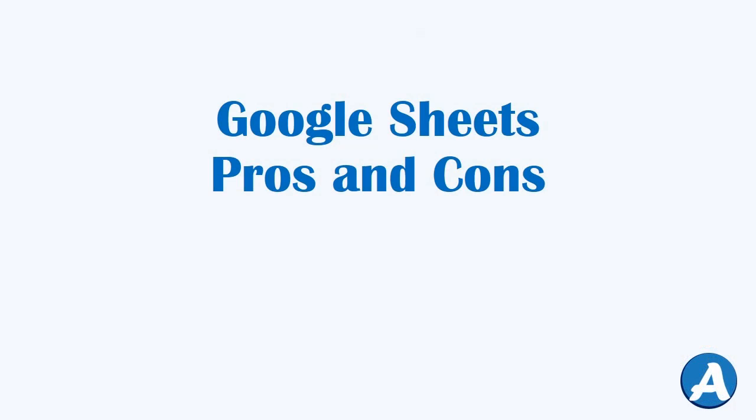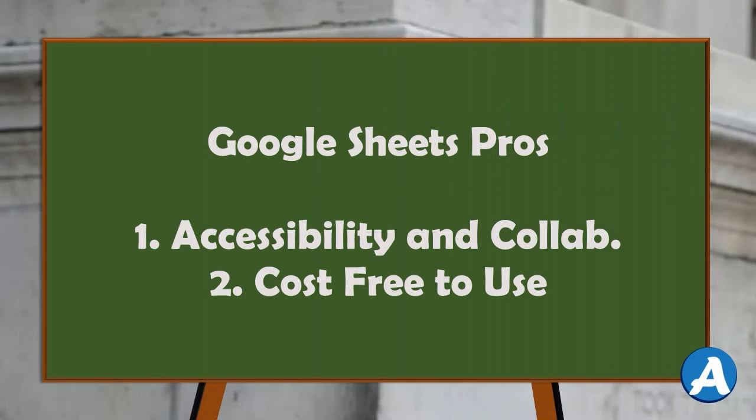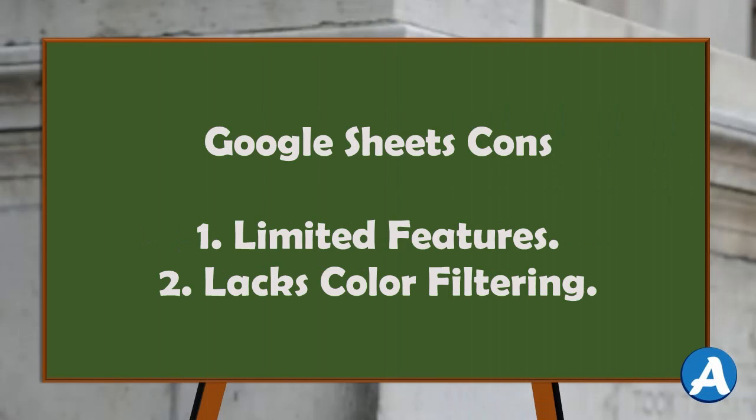It is now time for Google Sheets pros and cons. Google Sheets pros: 1. Accessibility and collaboration. 2. Cost free to use. Google Sheets cons: 1. Limited features. 2. Lacks color filtering.